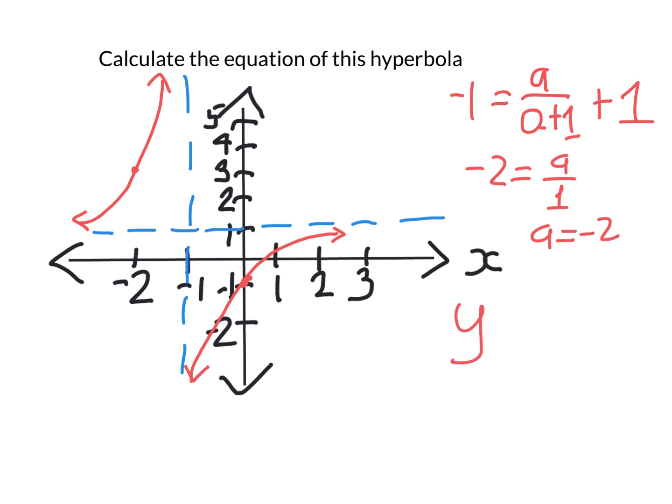So the final equation is y equals a over x minus the value of its asymptote, x minus minus 1, which is x plus 1, plus the value of the y asymptote. And that's our final answer.